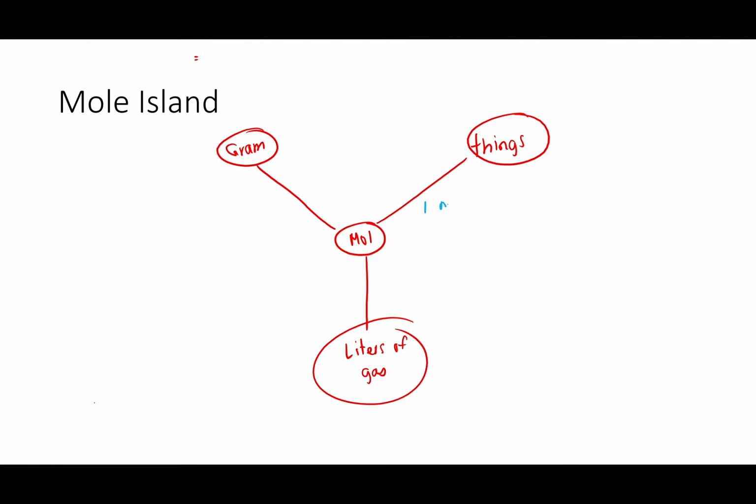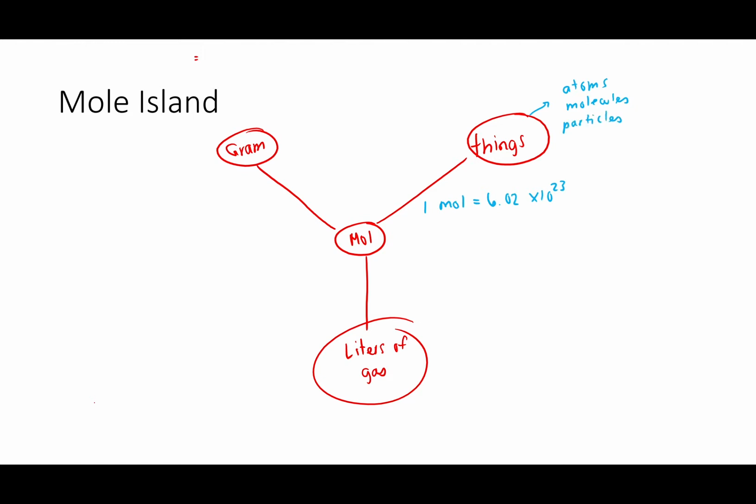1 mole is going to be equal to Avogadro's number. Avogadro's number is 6.02 times 10 to the 23rd. So I have a direct way to convert from units of moles to things. And things is pretty vague. So what I mean by things, typical units: atoms, molecules, particles.